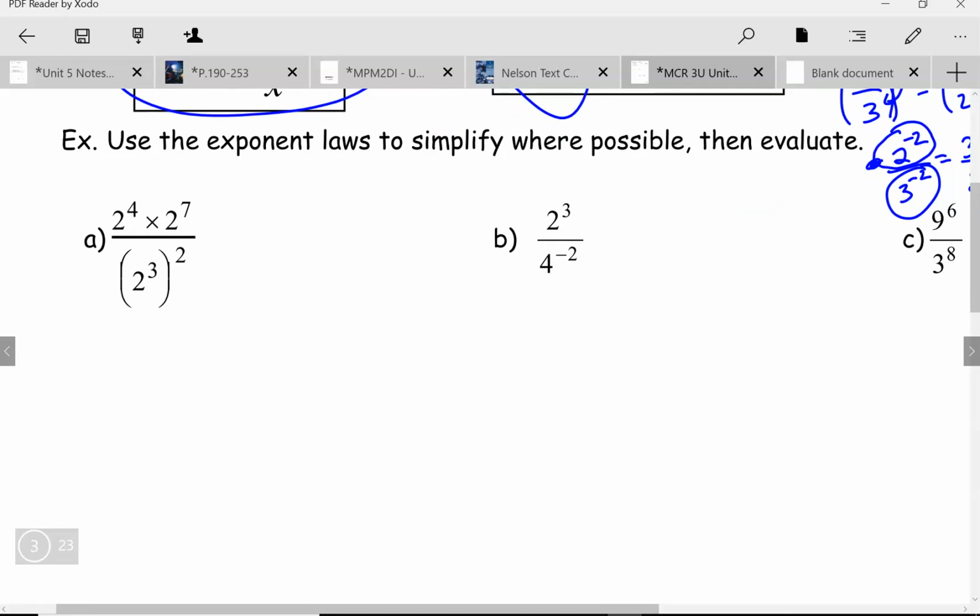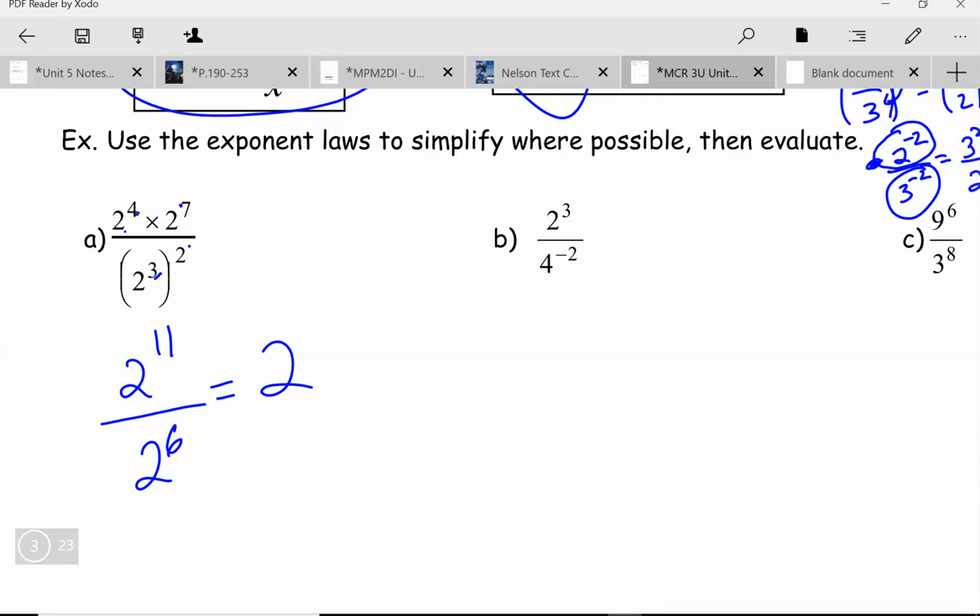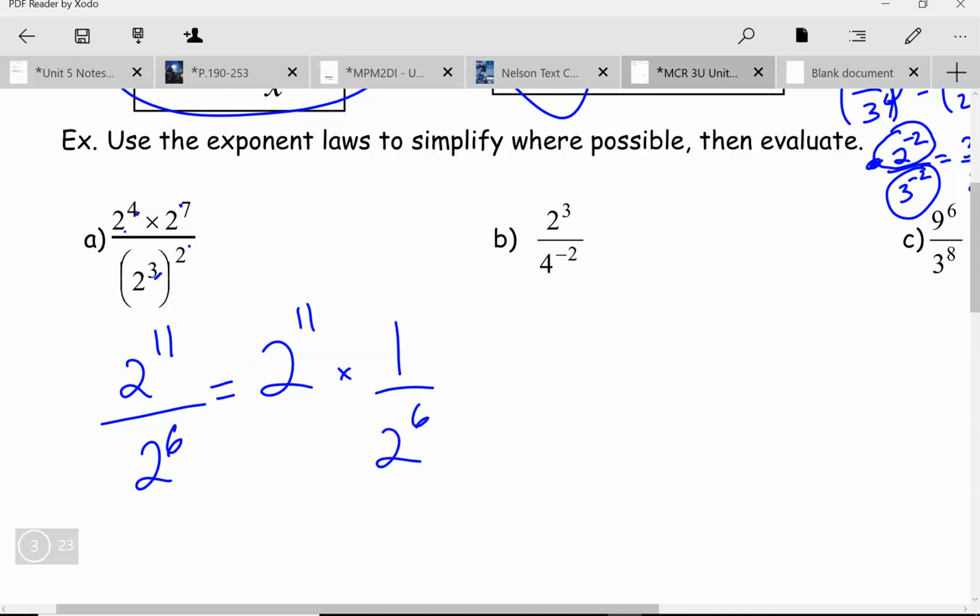This is fairly easy. So first I'm going to use the first law. So 2 to the power 4 plus 7 is 2 to the power 11, divided by 3 times 2 is 6. 11 minus 6. Oh, I was going to talk about how the division law is just... If you really think about this, this is 2 to the power 11 times 1 over 2 to the power of 6, right? I've just split the numerator part and the denominator part.